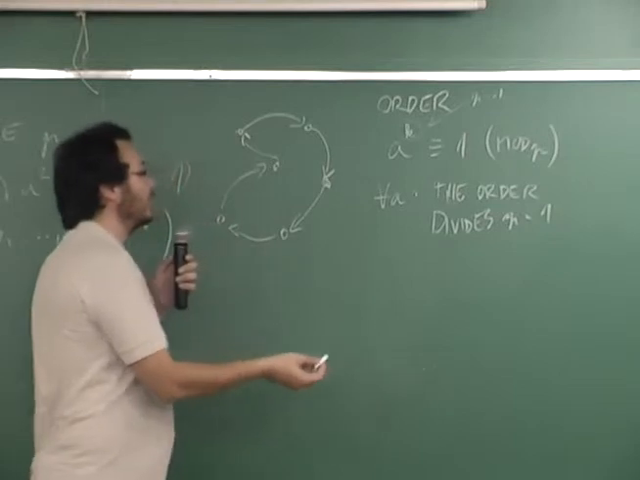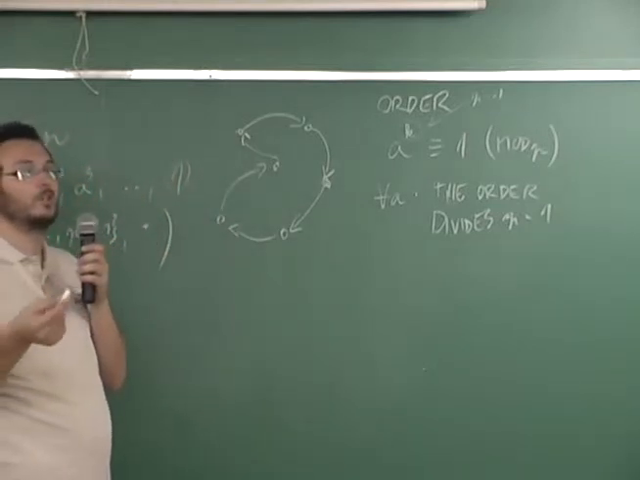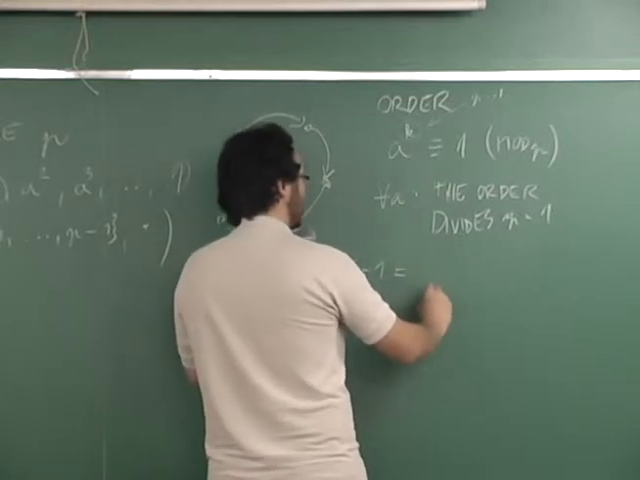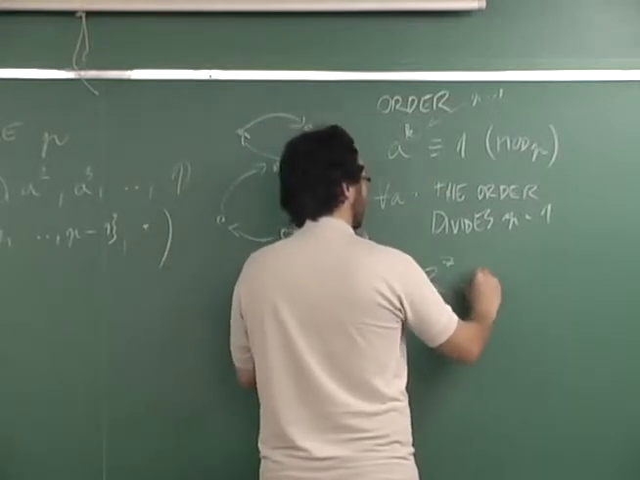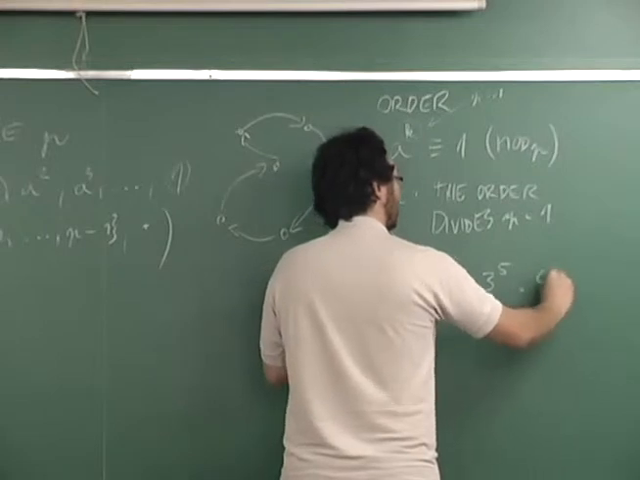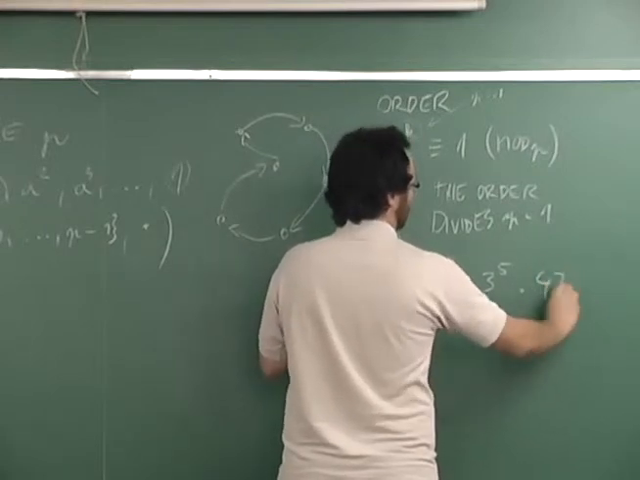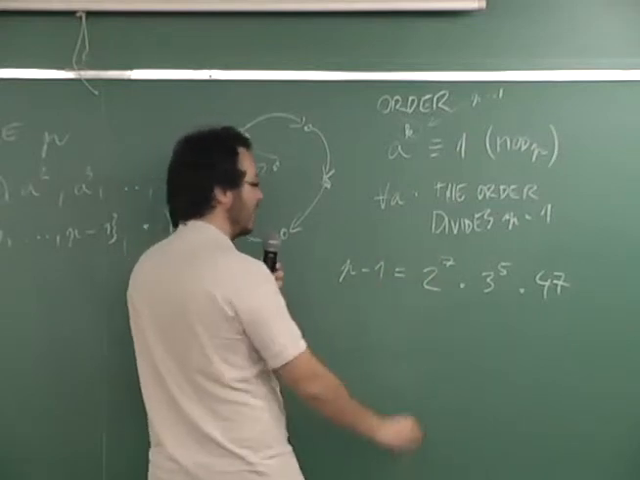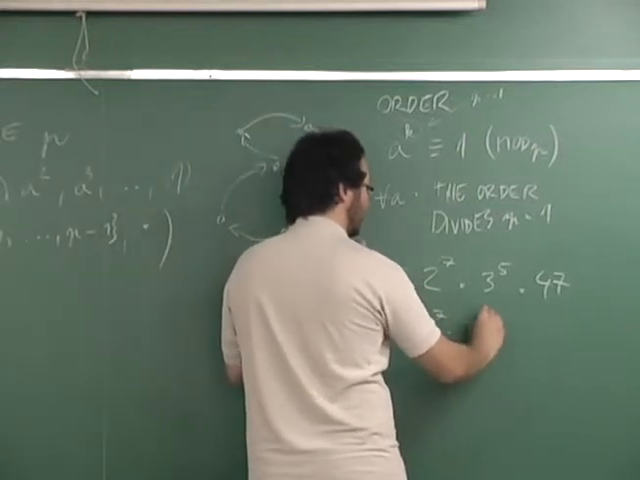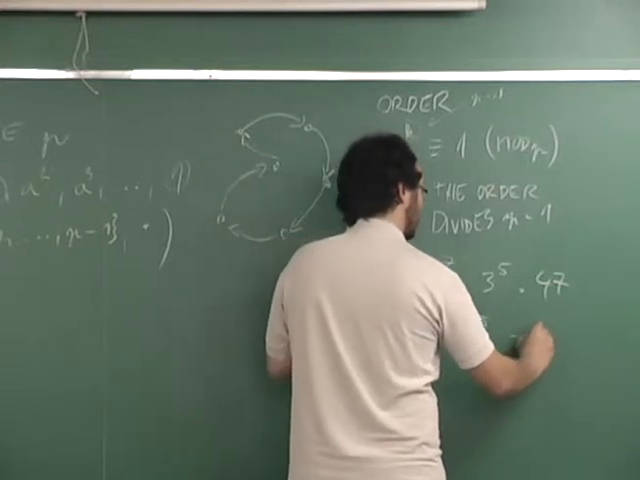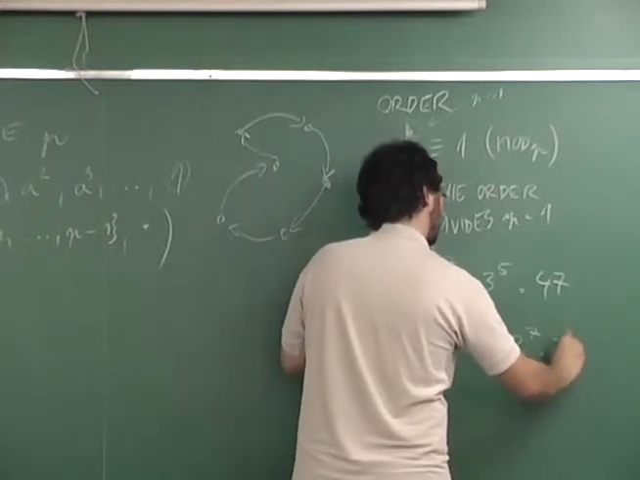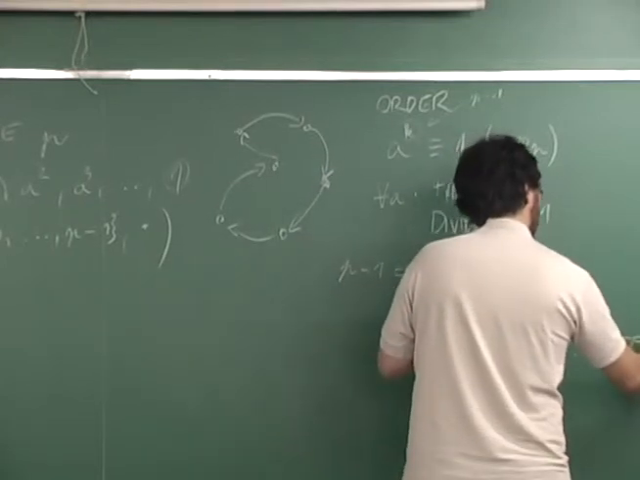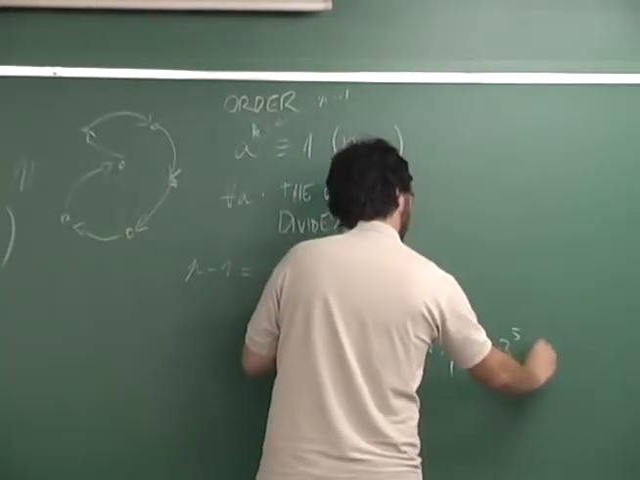And the trick here is that we don't have to check all the divisors of p minus 1. If we have, for example, p minus 1 equal to 2 to the 7 times 3 to the 5 times 47, then the only divisors we need to check are 2 to the 7 times 3 to the 5, 2 to the 7 times 3 to the 4 times 47, and 2 to the 6 times 3 to the 5 times 47.